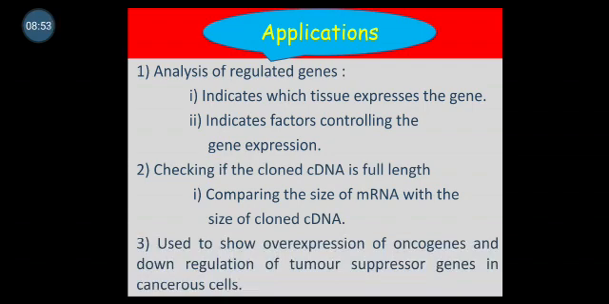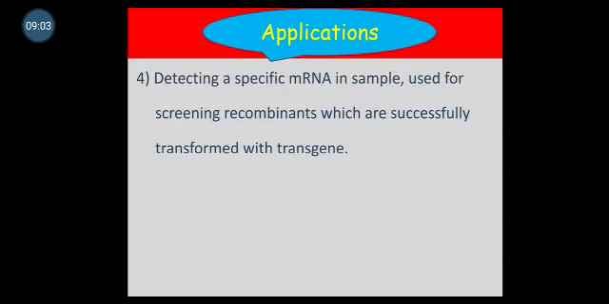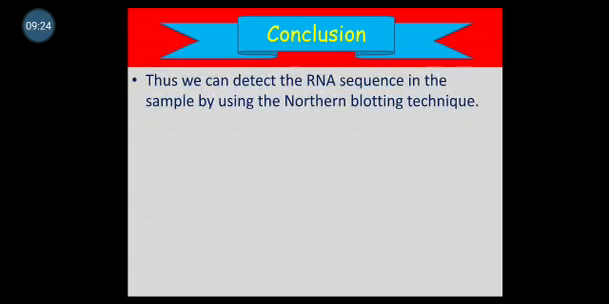It is used to show overexpression of oncogenes and downregulation of tumor suppressor genes in cancerous cells. Another application is in detecting a specific mRNA in samples used for screening recombinants which are successfully transformed with a transgene. Another application of this technique is in mRNA splicing studies. So this is all about Northern blotting. Thus we can detect the RNA sequence in the sample by using the Northern blotting technique.